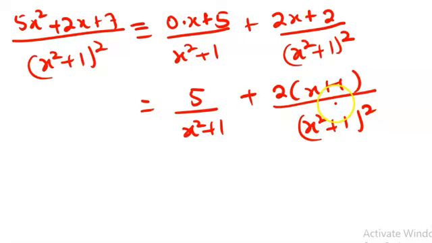Don't forget that this is not the same as that, and don't try to cancel them out. This is x squared plus 1 all squared. This is x plus 1. So they are not the same.